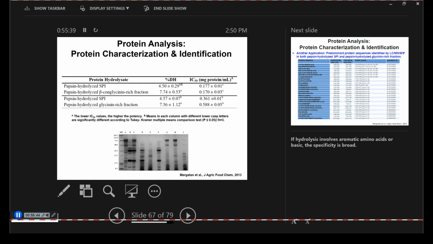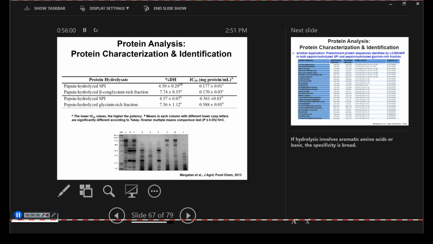So here's our tests where using papain, we were able to get rid of beta-conglycinin specifically, and using pepsin, we got rid of the glycinin. So we kind of proved that using this SDS-PAGE.